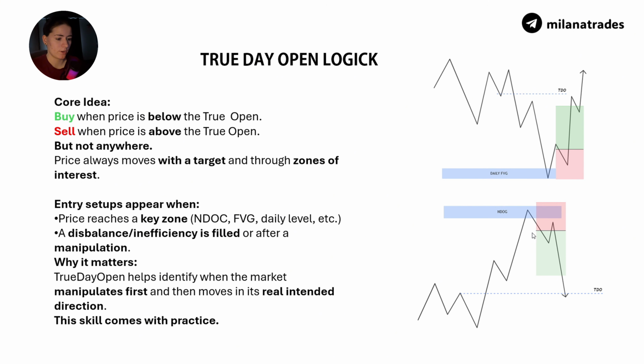For example, if the price is above the true weekly open and reaches an area of interest, such as an order block, fair value gap, or maybe a discount area, or other key zones on the daily time frame, then once that area is filled, we can consider selling. The same logic applies in the opposite direction. When the price is below the true weekly open and it reaches a downside target or fills a zone of interest, it may provide a buying opportunity.